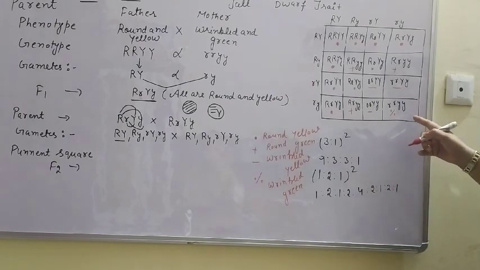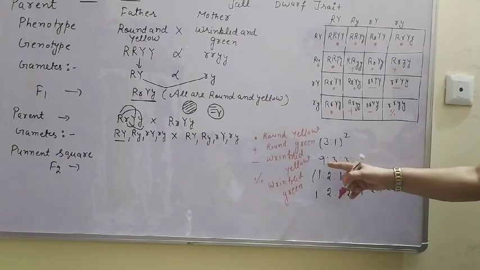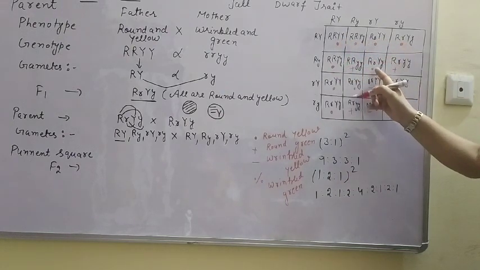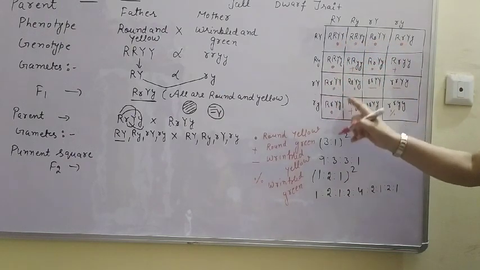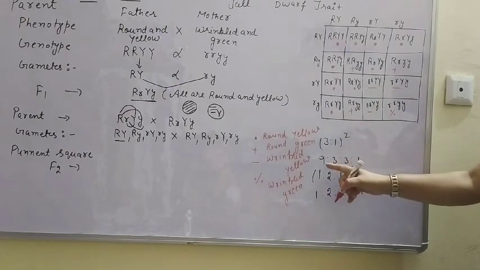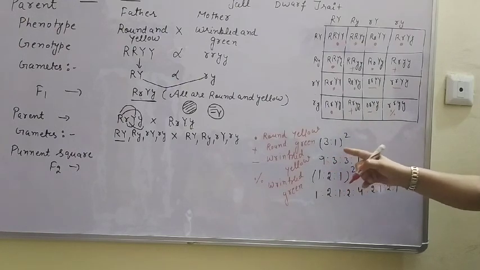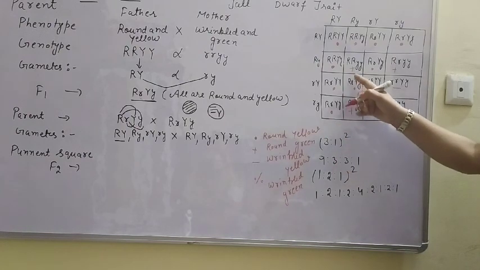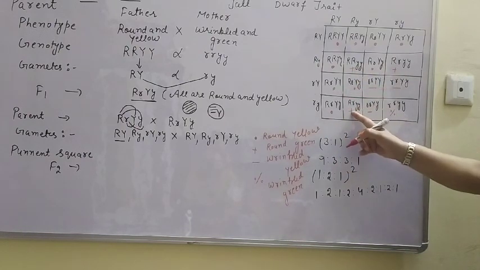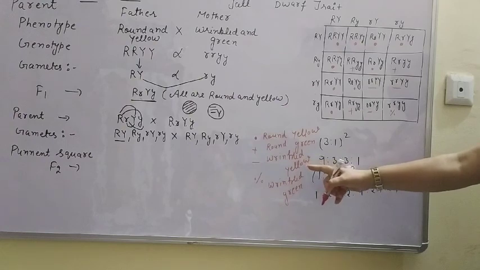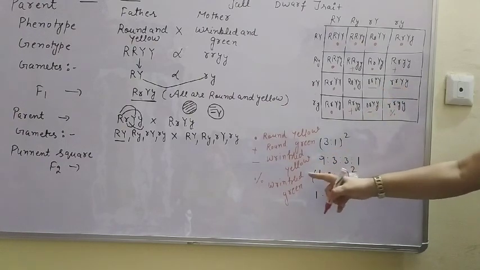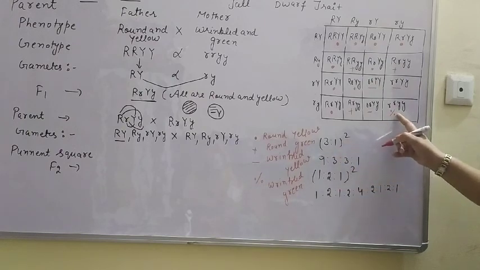So now you can count. There are 9 that are round and yellow: 1, 2, 3, 4, 5, 6, 7, 8, 9. So 9 are round and yellow. Then how many are round and green? There are 3. So you can count 1, 2, 3. And wrinkled and yellow, that is also 3. 1, 2, 3. And wrinkled and green, only 1. That is the 1.